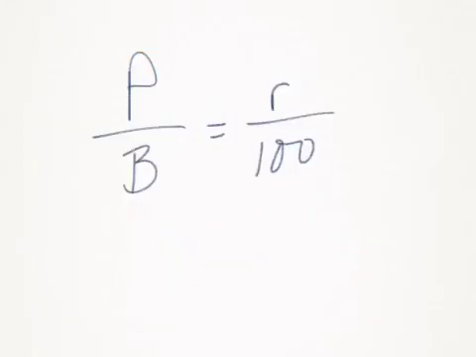Okay, now that you know what the variables stand for, this is how you set up your proportion. You have the percentage over the base, which is equal to rate over 100. When the question you're trying to solve asks you to solve for the percent, you're going to use this equation. So you would fill in your percentage and the base, and your variable r would stay r because you're solving for the percent.